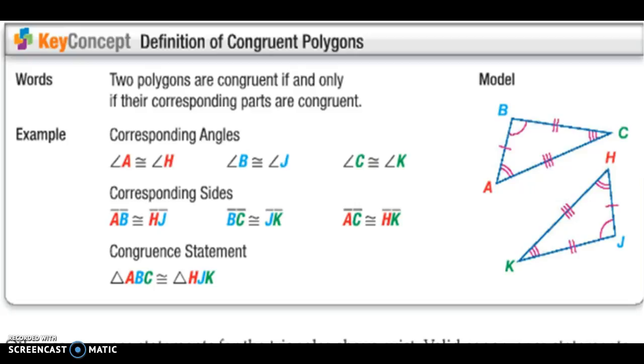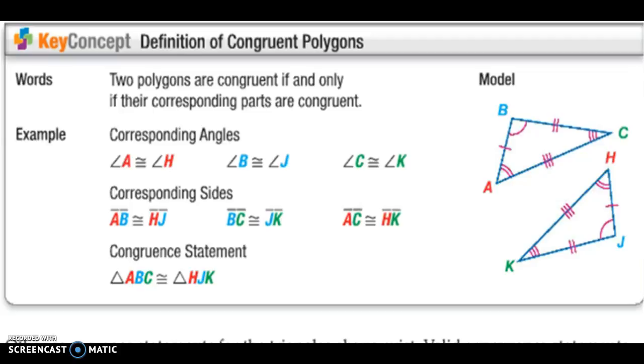Hello, today we're going to be talking about lesson 4.3, which is on congruent triangles. Now, we can talk about triangles, but we can also talk about congruent polygons. Any two polygons are congruent if and only if their corresponding parts are congruent, meaning it goes both ways. If two polygons are congruent, then all their parts are congruent. If all their parts are congruent, that means they are congruent polygons.